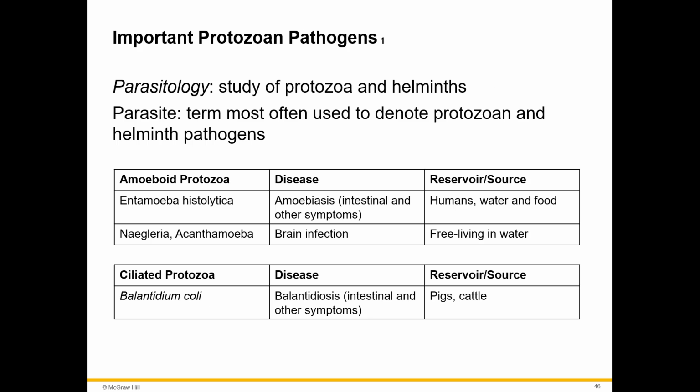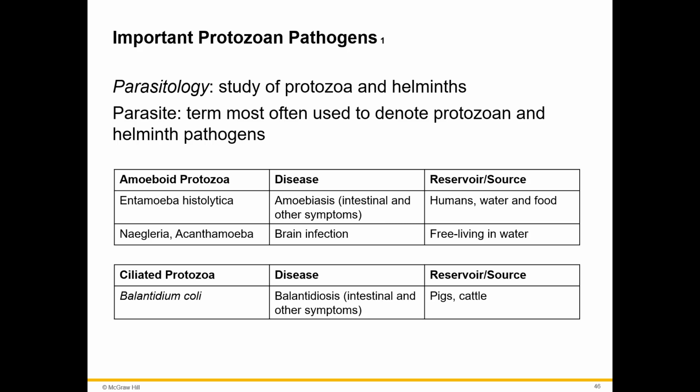Parasitology is the study of protozoa and helminths, and parasite is the term most often used to denote a protozoan or helminth pathogen. There are a bunch of different types of pathogens, and here's a huge list of some you can take a look at. The amoeboid ones are Entamoeba histolytica, Naegleria, and Acanthamoeba, and what they cause.